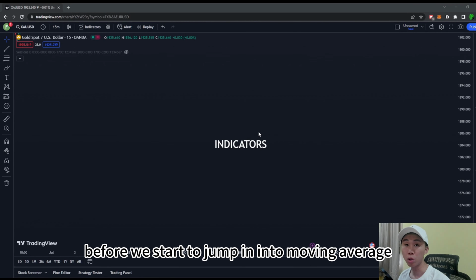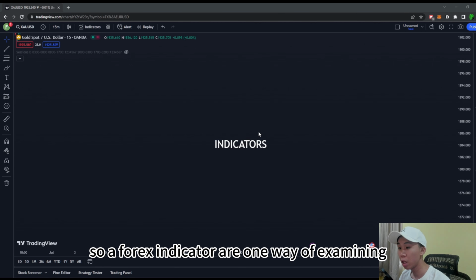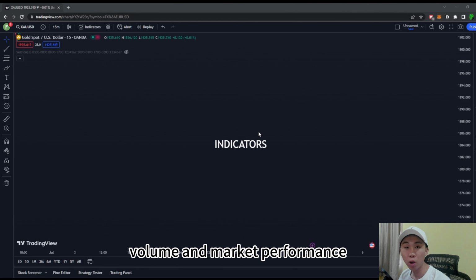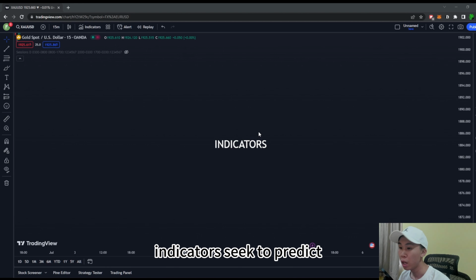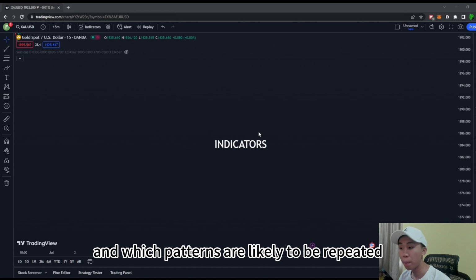Before we start to jump into moving average, firstly, let me explain what an indicator is. A Forex indicator is one way of examining market data. By examining historical data such as currency price, volume, and market performance, indicators seek to predict how the market will behave in the future and which patterns are likely to be repeated.